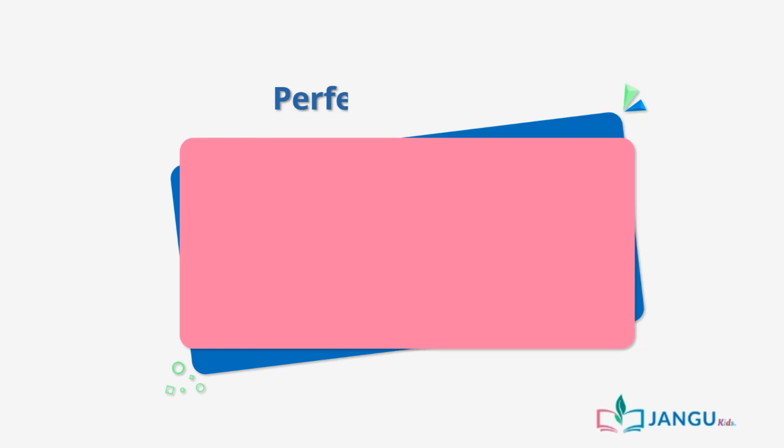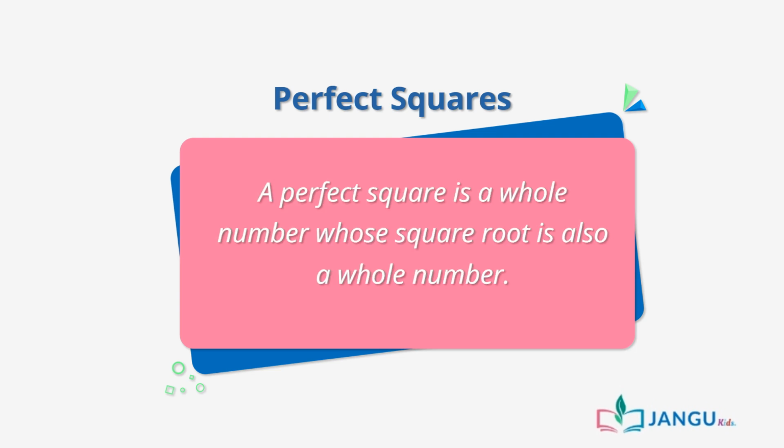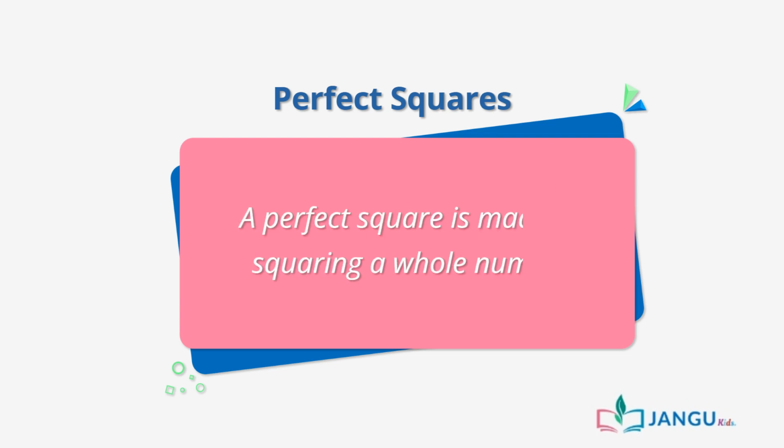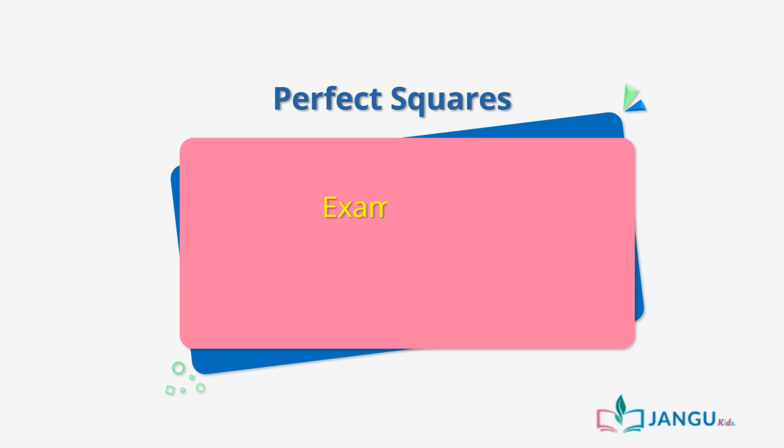We also have numbers called perfect squares. A perfect square is a whole number whose square root is also a whole number. Simply put, a perfect square is made by squaring a whole number. Examples include 4, 9, 16, 25, 49, 36, 100, etc.